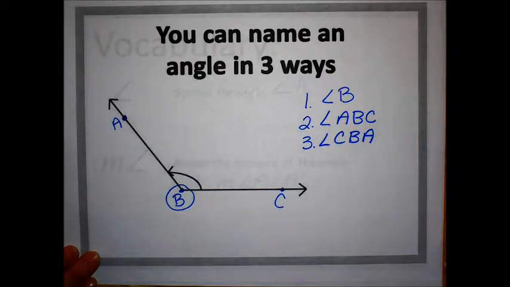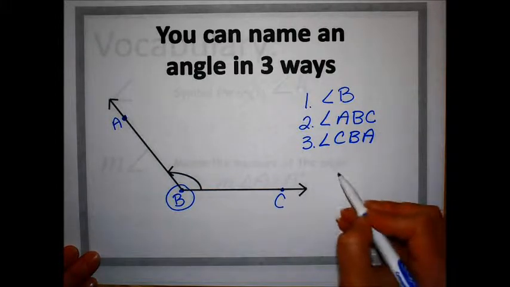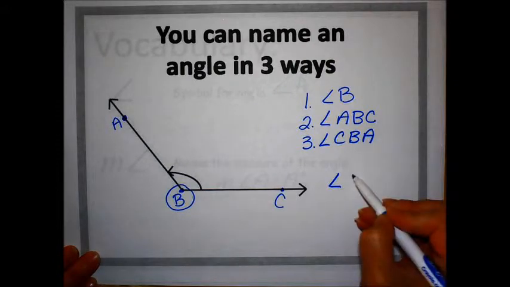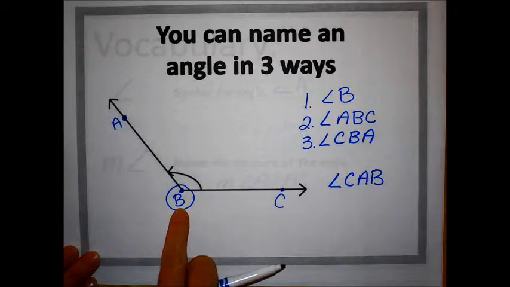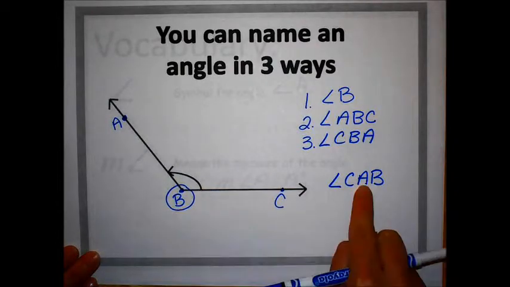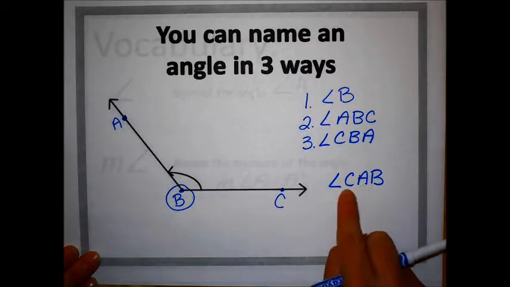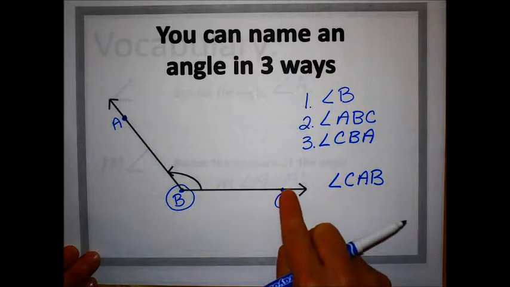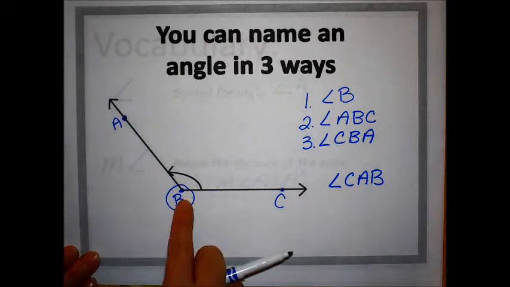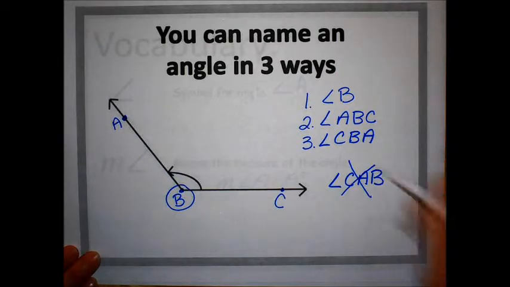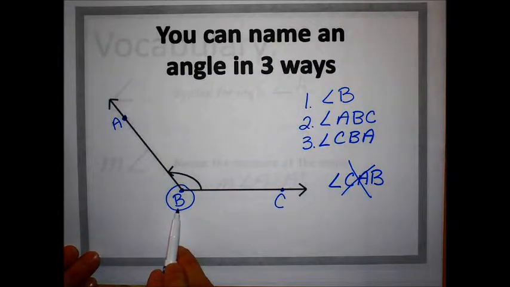Now let me show you a non-example. I could not call this angle angle CAB because angle B is the point at the vertex and it has to be in the middle. This angle is telling me I have a line or a ray from C to A, then to B, and that is not true. So remember, if you're using 3 points to name an angle, your vertex always has to be in the middle.